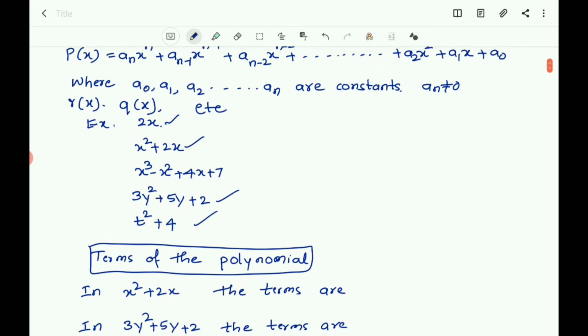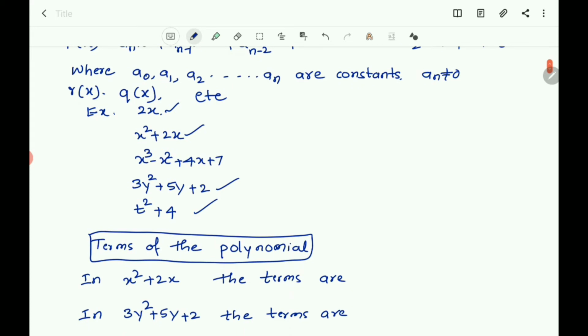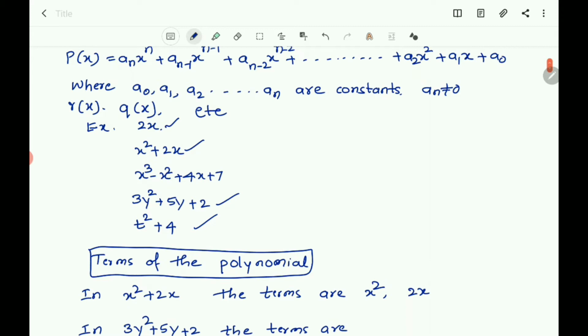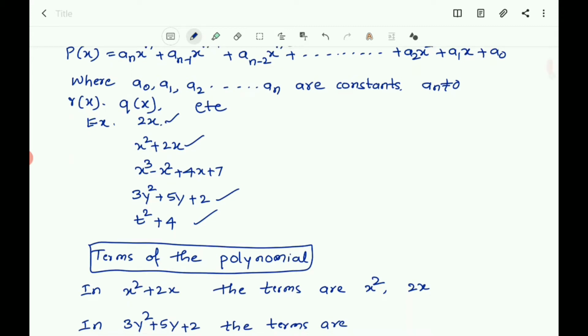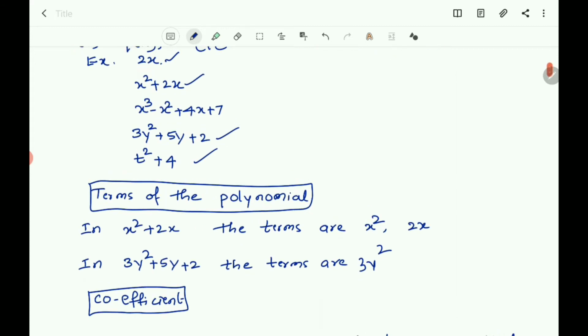Here 2x, x square plus 2x, x cube minus x square plus 4x plus 7. These are the terms. For example, take x square plus 2x. Here the terms are x square and 2x. And in the polynomial 3y square plus 5y plus 2, the terms are 3y square, 5y and 2. These are the terms.